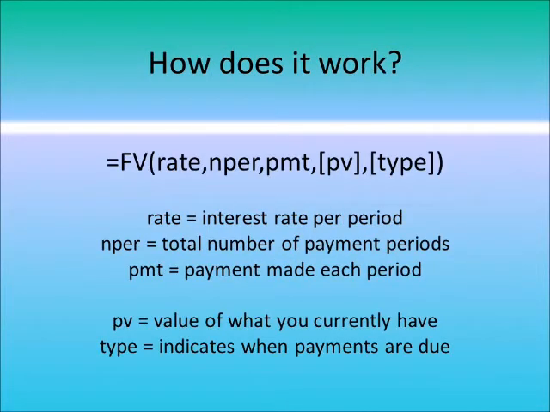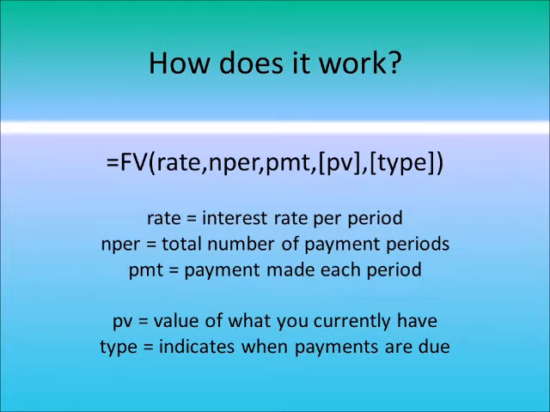As always, start by typing an equal sign into the cell. Then type FV. As shown here, this function uses 5 arguments within its parentheses. The first 3, interest rate per period, number of periods, and payment amount, are required. The last 2, present value and type, are optional.